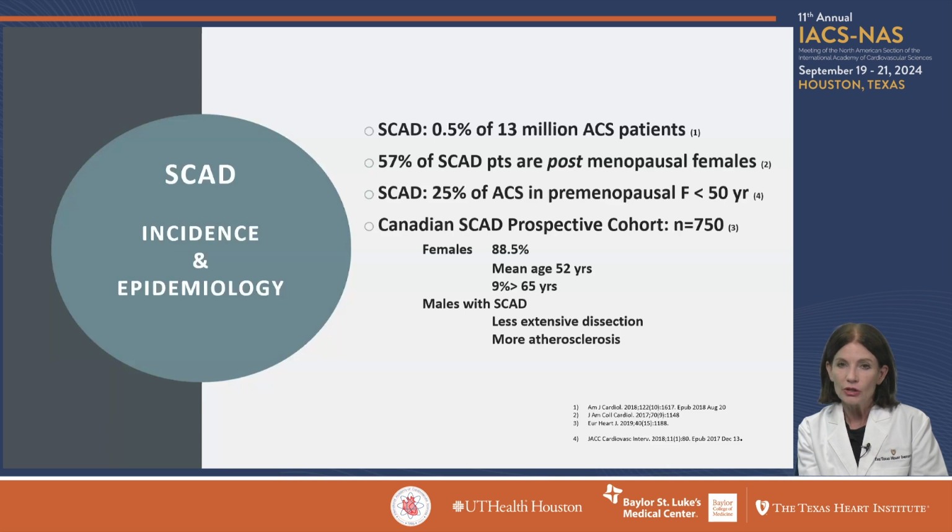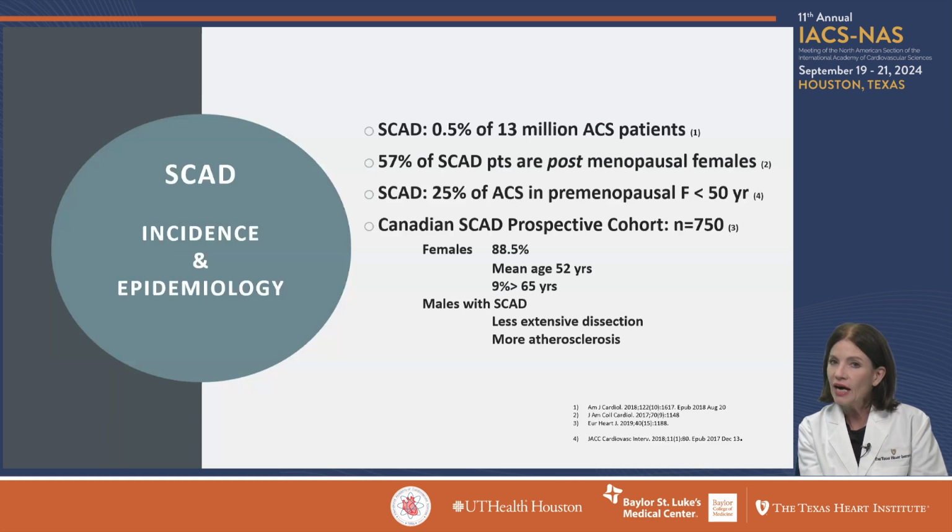Of note, you should be concerned if you've got an acute coronary syndrome in an early postmenopausal female without traditional risk factors. So it looks like a person that shouldn't have atherosclerosis. About 57% of the SCAD patients are actually postmenopausal females and not peri- or early in their life women. SCAD is actually present as a cause for acute coronary syndromes in premenopausal women under the age of 50 in a quarter of the cases.